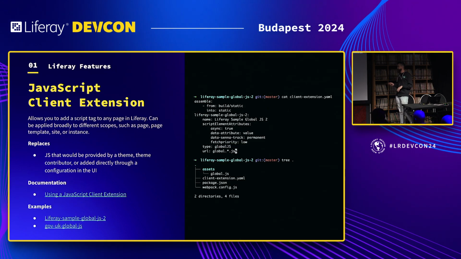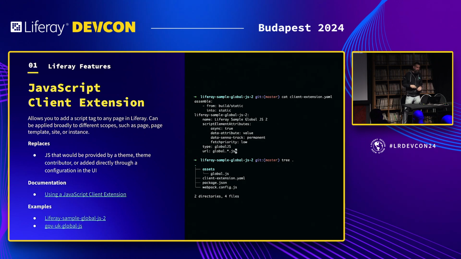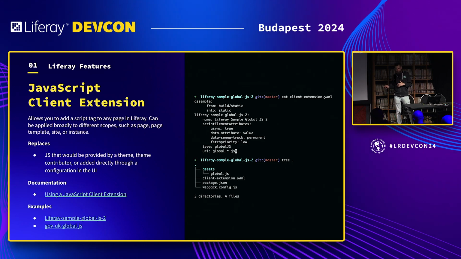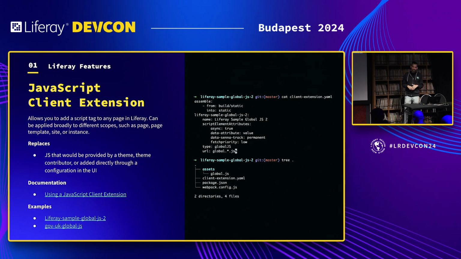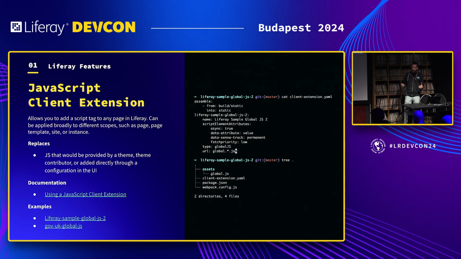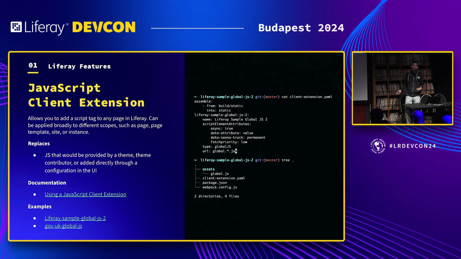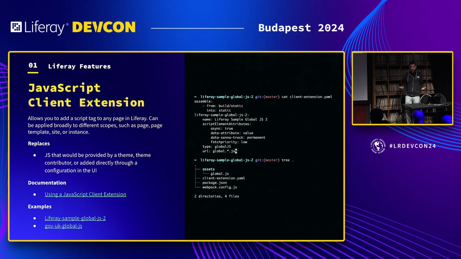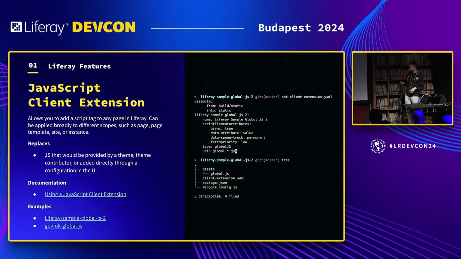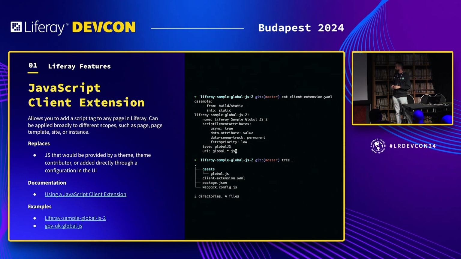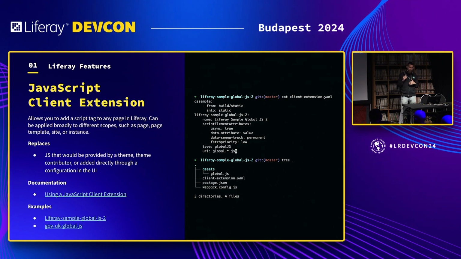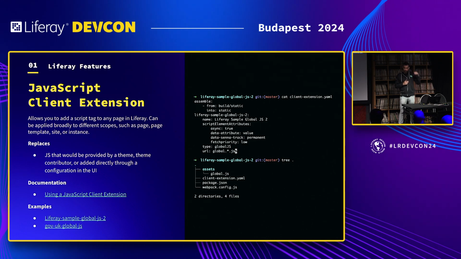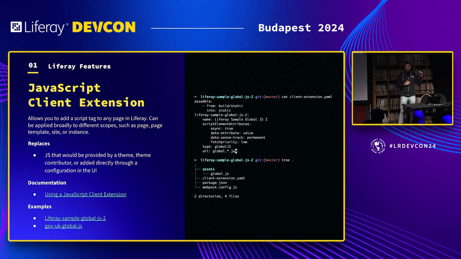The JavaScript client extension. So not surprisingly, this lets you add additional JavaScript. There's no need for a theme JavaScript client extension because the default theme in Liferay doesn't provide any JavaScript, so there's nothing needed to replace. But if you need to add additional JavaScript, this is going to be the route to do it. And it's going to allow you to add a script tag at any of those scopes once again, so at the site level, or at the page template level, at the page level.